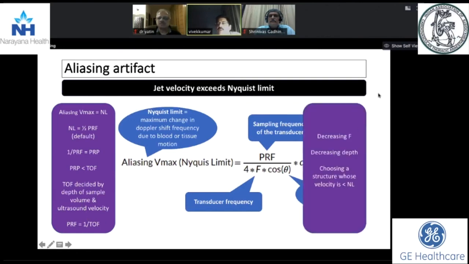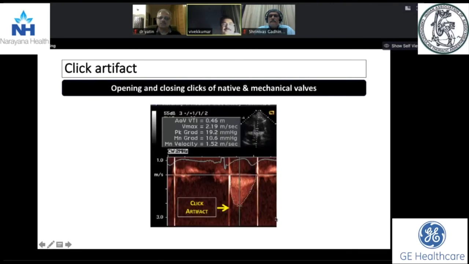In one word, how do you knock off aliasing? Decrease the F. That means if you have a transducer with lower frequency, use it. Decrease the depth so that the time of flight reduces, so that the PRF can increase, and choose a structure whose velocity is less than the Nyquist limit.